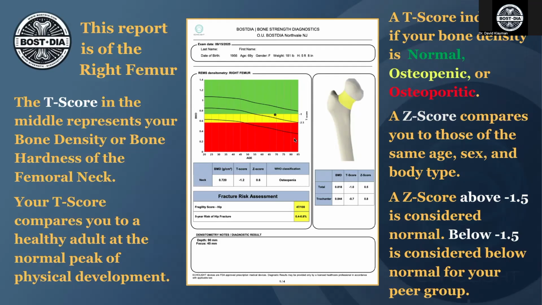Now, the other thing I'd like to point out is there's also what's called a Z score, whether it's the spine report or the femur. A Z score is comparing you to people like you, meaning that it compares you to people in a similar age, sex, and body type. A Z score is considered normal if it is above a minus 1.5. The higher, the better. If you're below 1.5, it's considered below normal for your peer group. So a better Z score is a higher number.